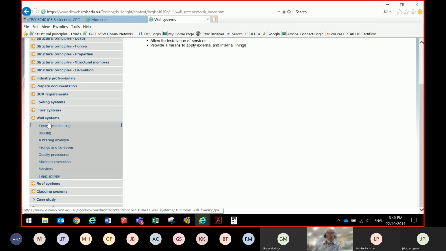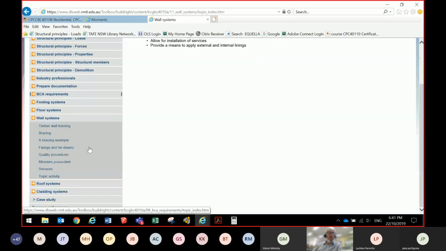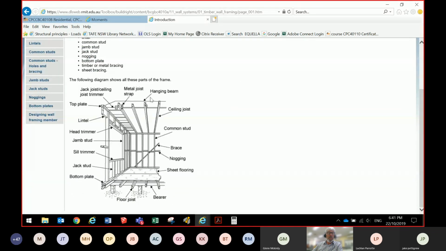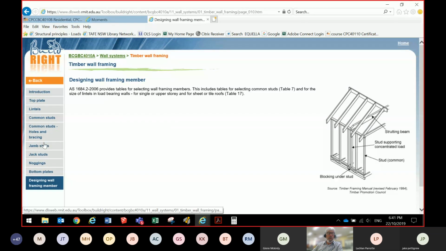And if you look at walls, you're going to know all of that off the top of your head because most of you are builders. But if you don't come from a building background, then definitely jump on here and have a little read through this activity. You can see there's wall systems, and it talks about timber wall framing. So there's an example of some of the definitions. This is taken from the Australian Standard, and it talks about the different parts right through there. So designing a wall framing member tells us a little bit about how to design one. We can see that's where that comes from.